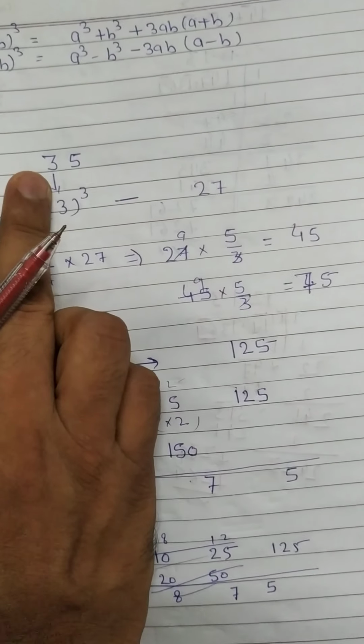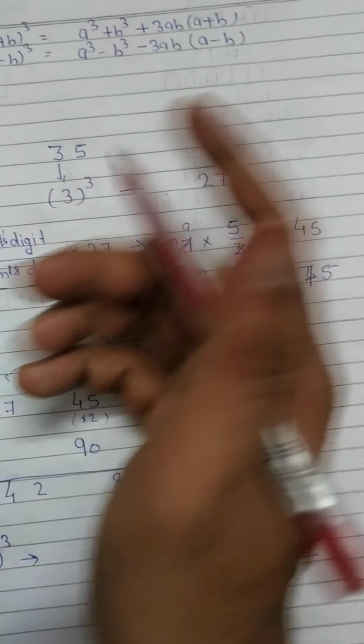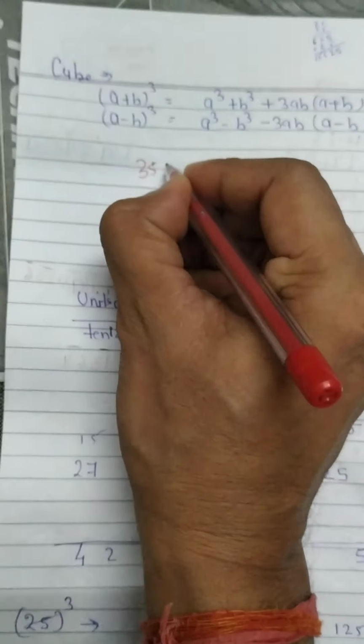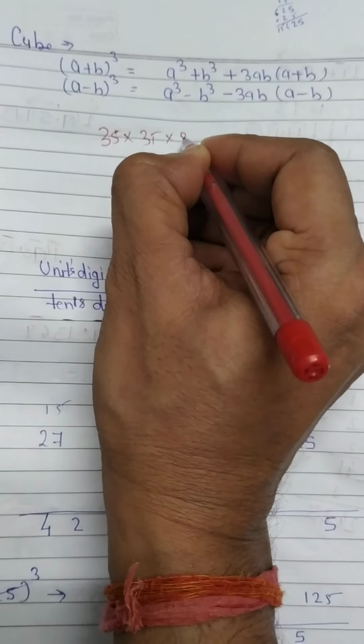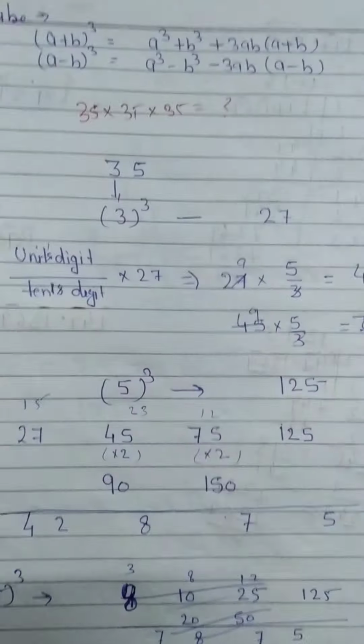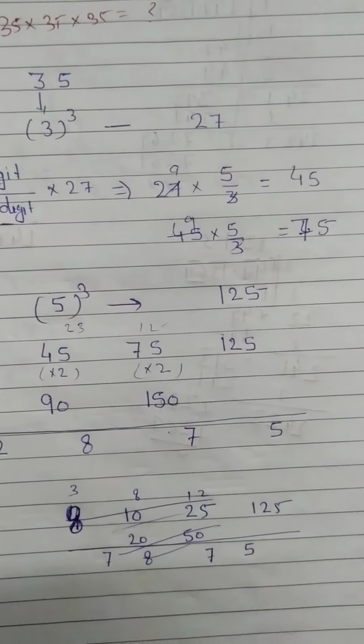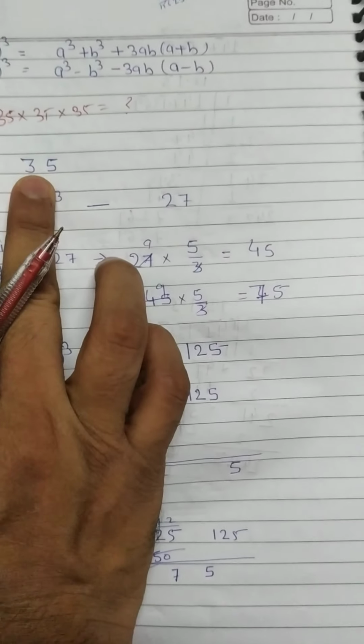Suppose they give 35, find out the cube. Okay, you can do one thing: multiply 35 with 35, then again multiply with 35. You calculate in the simple way. Otherwise, there is a trick. If you do it, that is good for you.